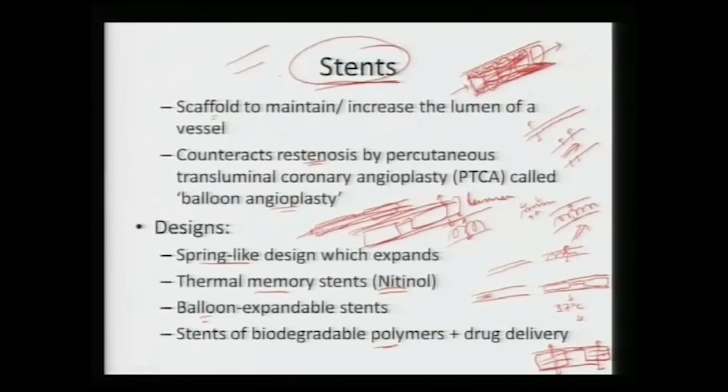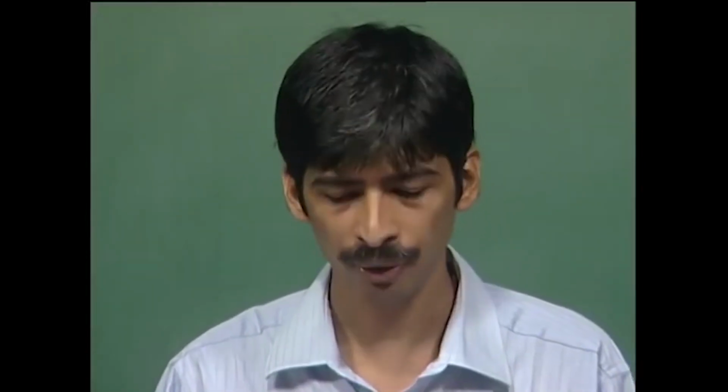Overall, there are certain stents which are required for maintaining or increasing the lumen of a particular vessel, and it counteracts the restenosis or the reduced blood flow by percutaneous transluminal coronary angioplasty, which is also called balloon angioplasty. It has certain designs which can be either spring-like, which can expand, or a thermal memory stent which can again retain its original shape. So, basically we take a stent, we compress it, and then we insert it into the tubing, and upon experiencing the temperature of the blood, it again starts regaining its original shape, which was a much bigger diameter, and in the process it increases the lumen of a vessel.